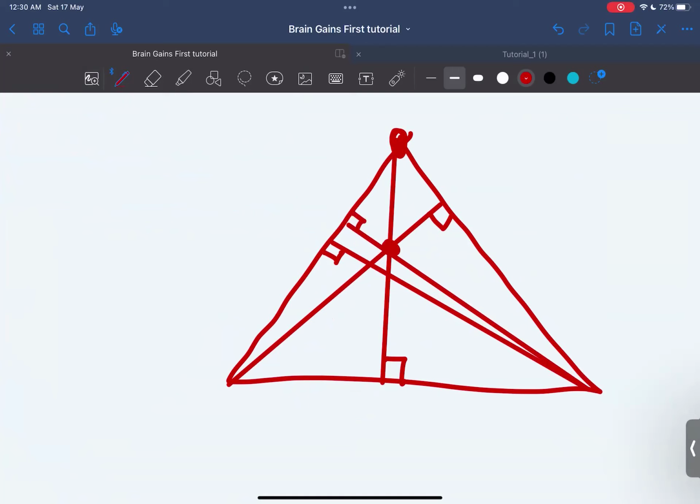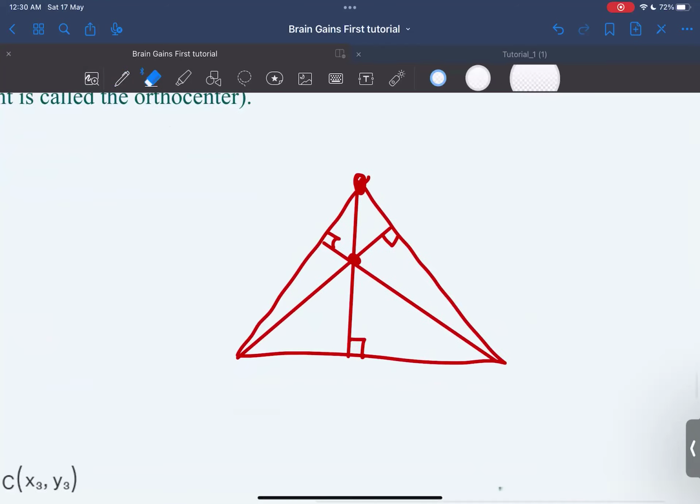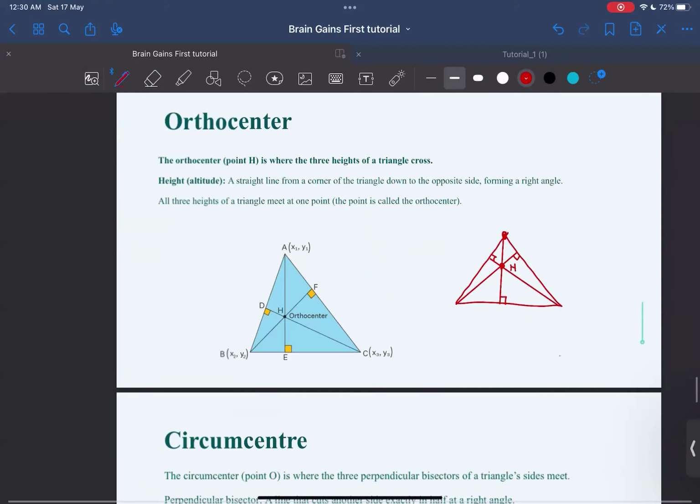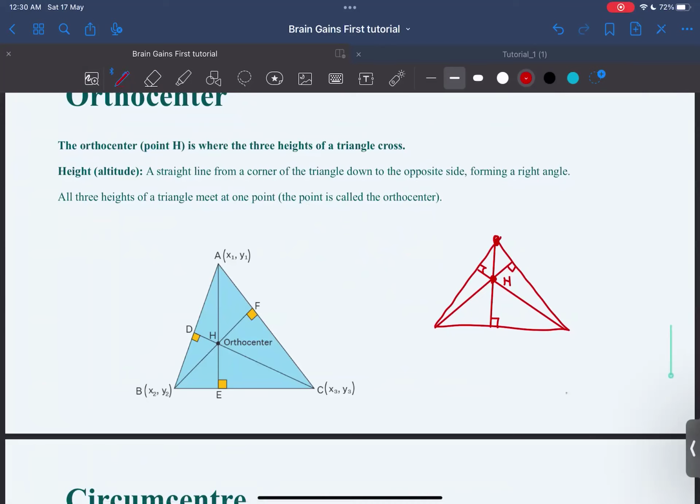So it doesn't do something funny like this and then create three points. It actually crosses over the intersection of my other two altitudes. So this is why it's like a center, because it's a distinct point. I think that's just an interesting fact that they all cross over at one point.